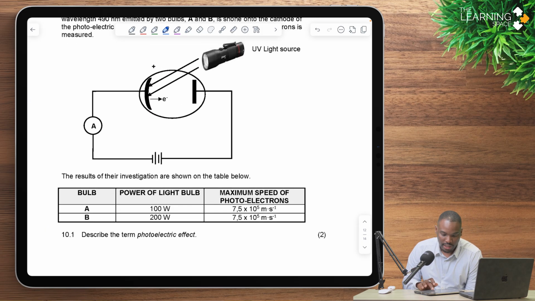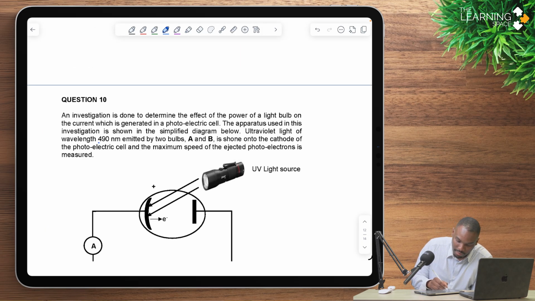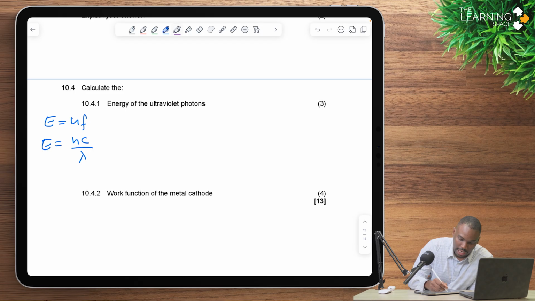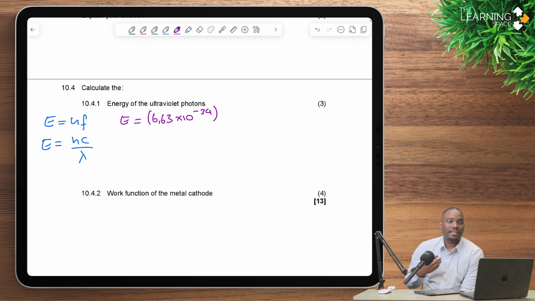Let's quickly look at what we were given. We were given the wavelength being 490 nanometers. So let's jump in and solve that one quickly. Using the second equation, as we substitute, we can see that E is equal to h, which is Planck's constant. It's a constant. That is going to be 6.63 times 10 to the negative 34. We have to multiply that by c, which is the speed of light. The speed of light is 3 times 10 to the power of 8.